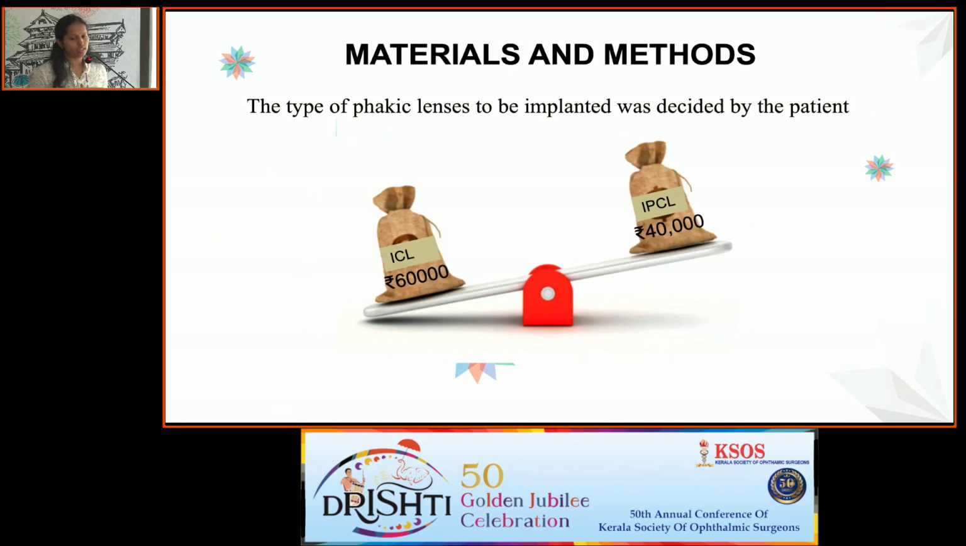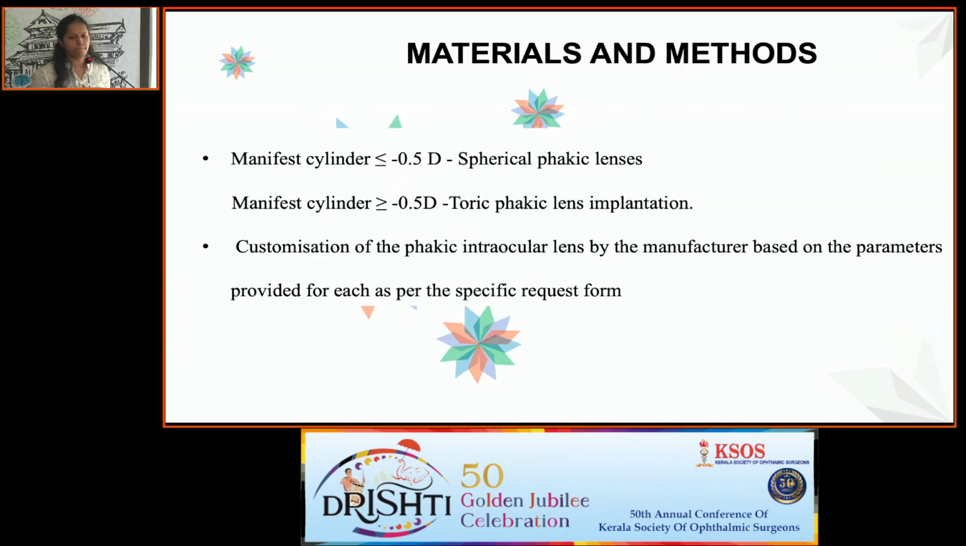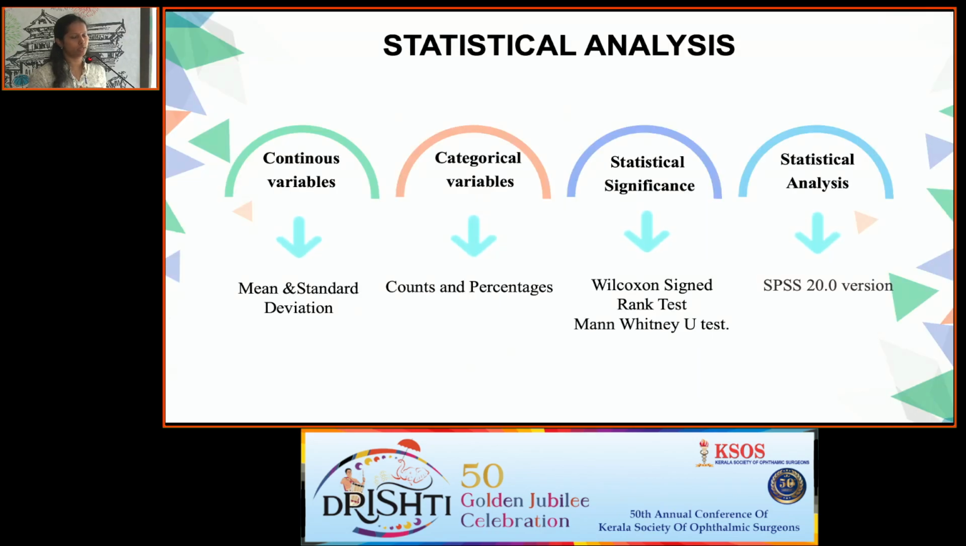The type of phakic lens to be implanted was decided by the patient, which most probably might have been influenced by the cost, in that ICL is costlier than IPCL. Patients who had a manifest cylinder of more than 0.5 diopter had toric phakic lens implantation. Others had spherical phakic lenses. The customization of the lenses was done by the company based on the data provided.